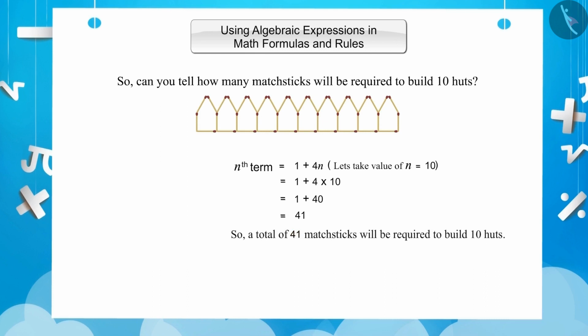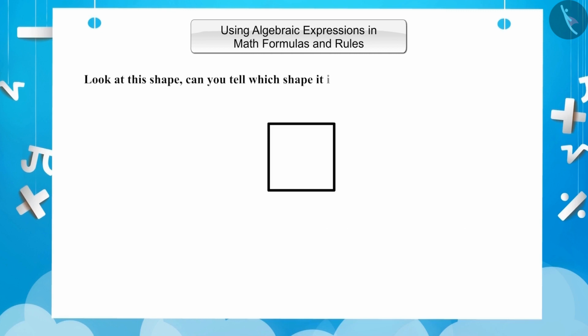Let us now learn about the use of algebraic expressions in geometric figures. Children, look at this shape. Can you tell which shape it is? And what do you know about it? Yes, it's a square. We know that all the sides of the square are equal. Let us represent the side of this square with L, whose value here is 6 cm. Can you find its perimeter and the area?